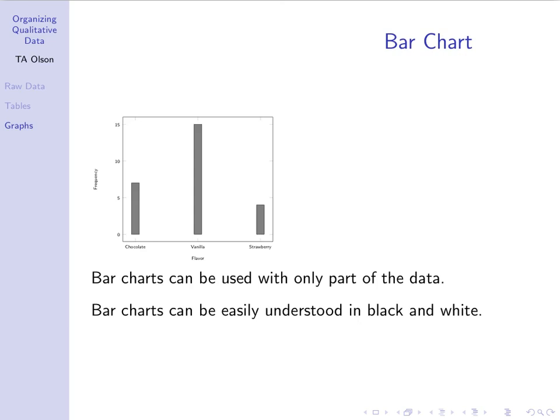And bar charts are also easily perfectly understood in black and white versus color. The color makes it a little more visually interesting, but we don't need it to help gain insight into the information. We have nice separation for our variable values, so we don't need the extra color.